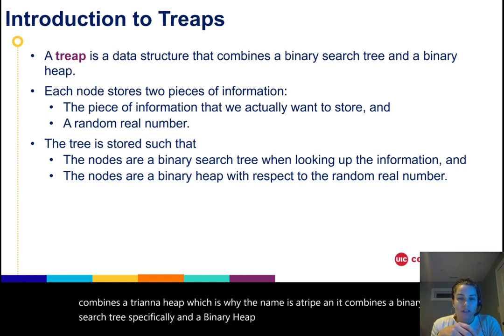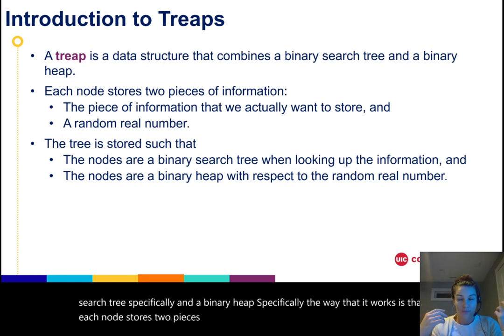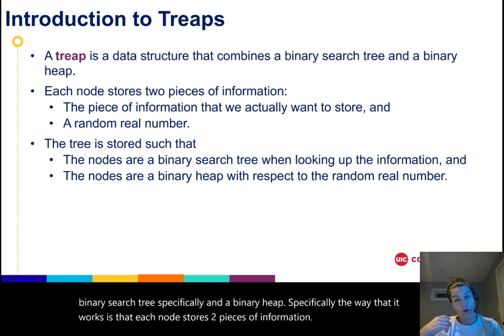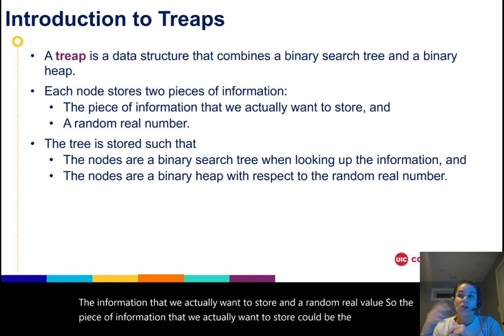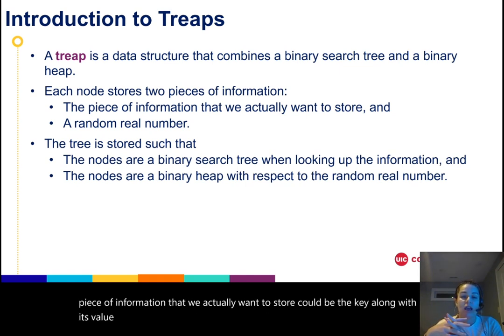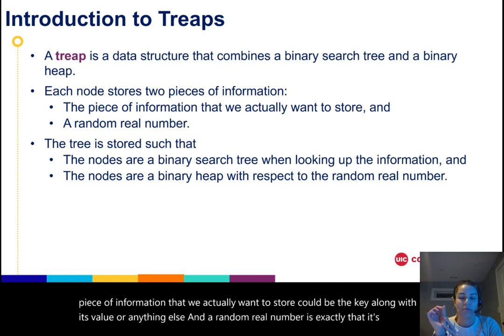The way that it works is that each node stores two pieces of information. The information that we actually want to store and a random real value. So the piece of information that we actually want to store could be the key along with its value or anything else. And a random real number is exactly that. It's an actual random number.